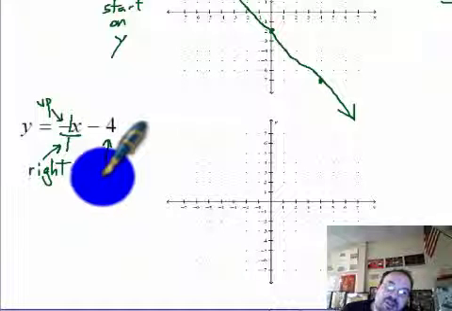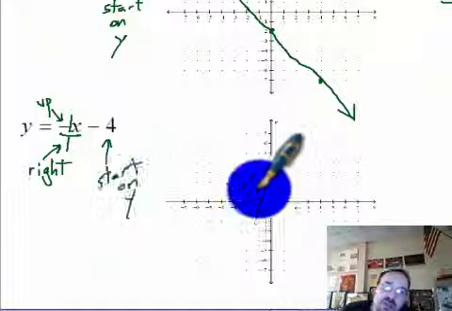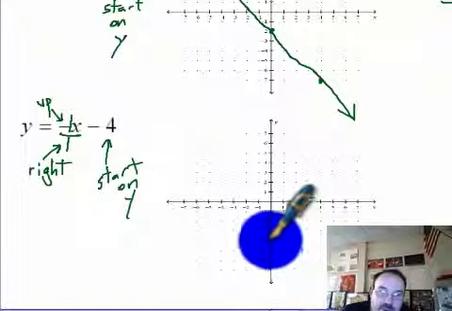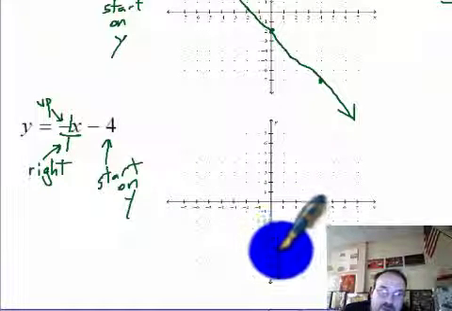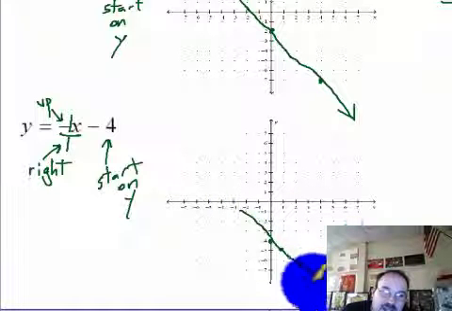But we're actually going to start at negative 4 on y. So start on y at negative 4. And move down 1, right 1, down 1, right 1, down 1, right 1. And connect those dots.